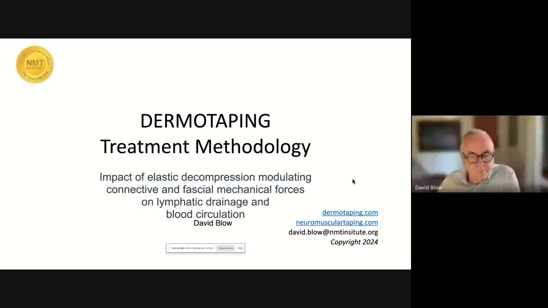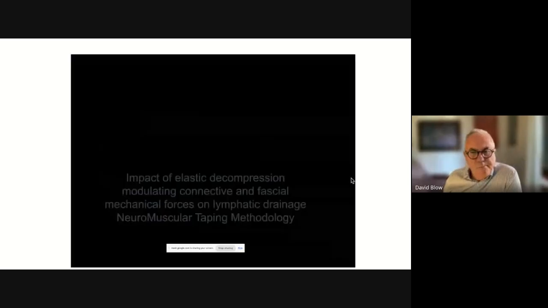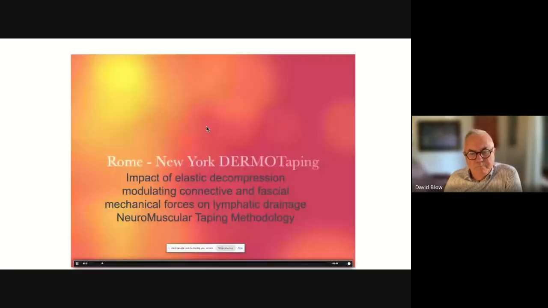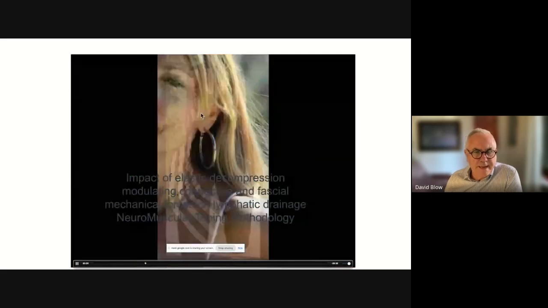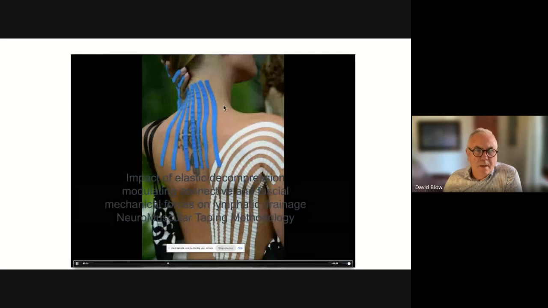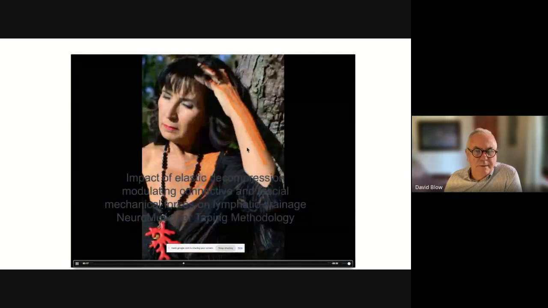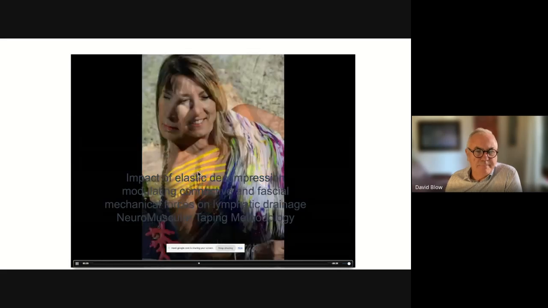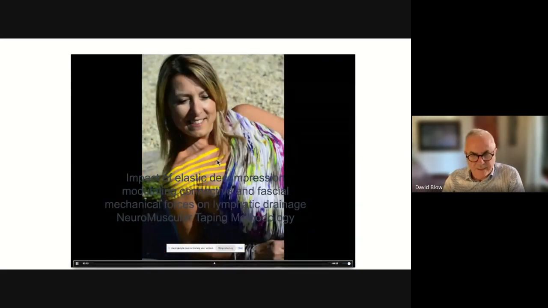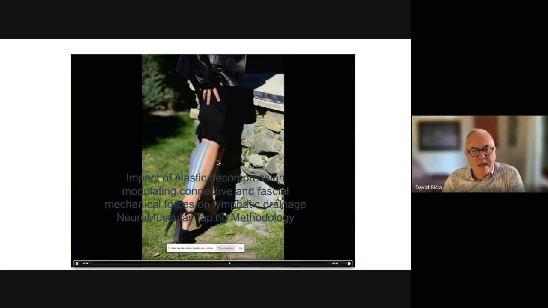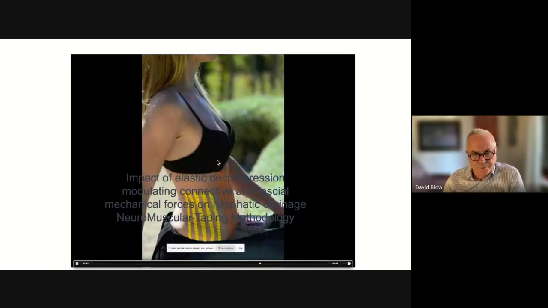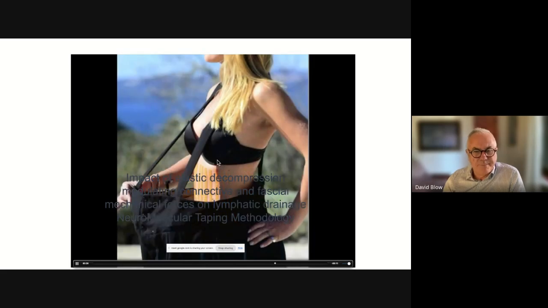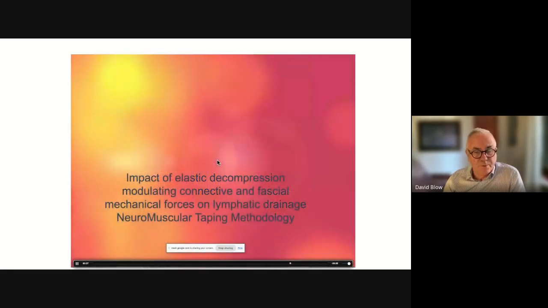We're going to talk lymphatic drainage and blood circulation. These are some images that were done several years ago for Gemelli Hospital for a calendar for mastectomy. So women who had mastectomy, and so we're just using the tape together with this aesthetic style of normalization after oncology surgery. And so it's just a way of showing some of the typical applications of dermotaping or neuromuscular taping.